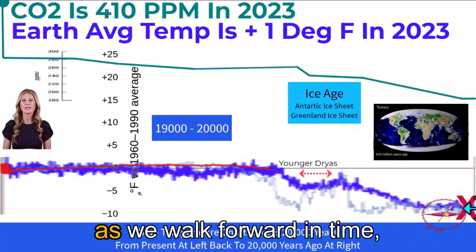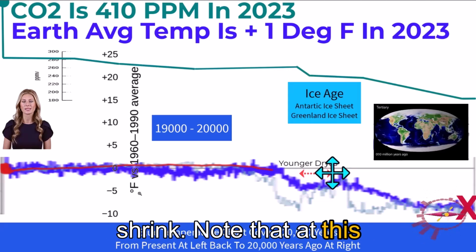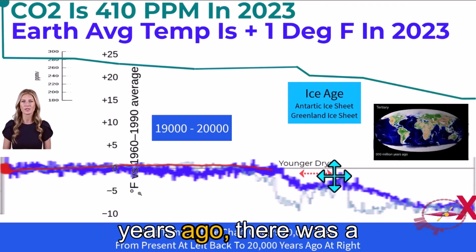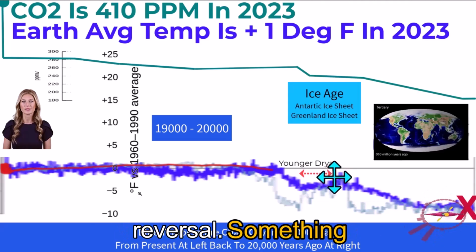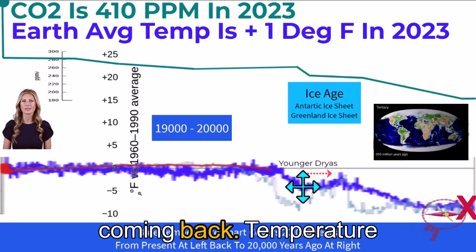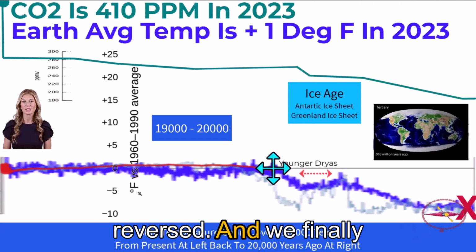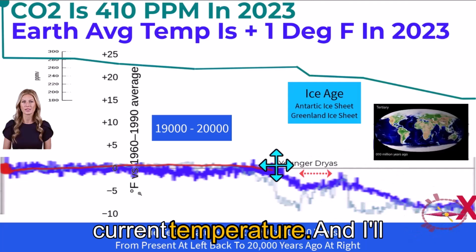And I'm going to point out that as we walk forward in time and we start to warm up and the glaciers start to shrink, note that at this point in time, around 14,000 years ago, there was a reversal. Something happened. The Earth got colder. Glaciers started coming back. Temperature went down. Something happened again. That reversed. And we finally warmed back up to our current temperature.